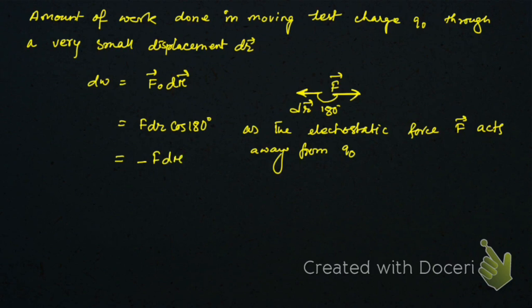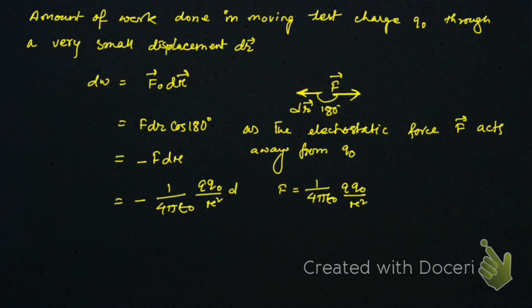And the value of F from Coulomb's law, we have already got, F is equal to 1 by 4 pi epsilon naught Q Q naught by r square. That's what we have got. Now let us replace this by that value. So minus 1 by 4 pi epsilon naught Q Q naught by r square dr. That's what we will get, right?